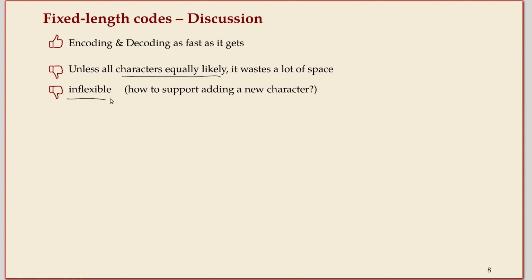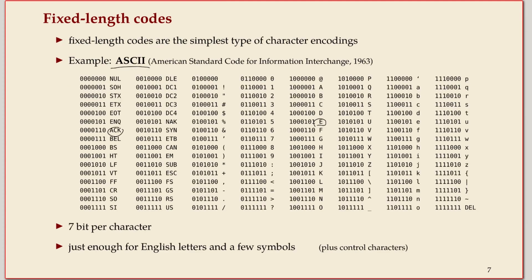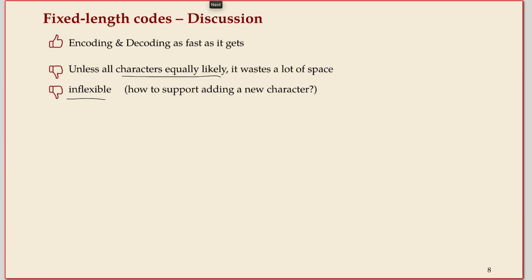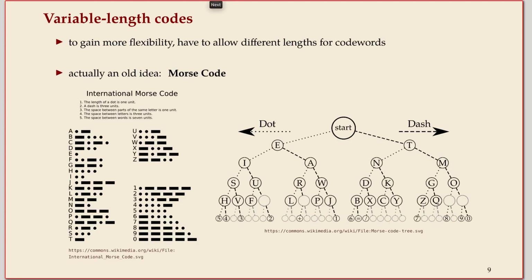The other problem I alluded to is it's not flexible, in the sense that you don't even have the simplest diacritics or other characters that appear in other European languages, or languages that don't even use the Latin alphabet. So how to represent a character that's not in this originally thought of alphabet, it's just plain impossible. On the other hand, variable length codes can solve this problem.